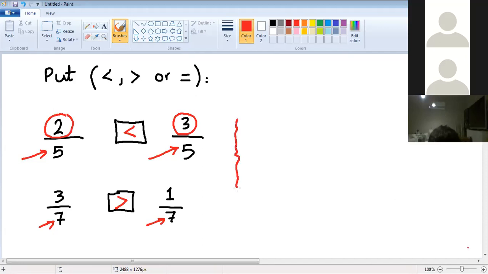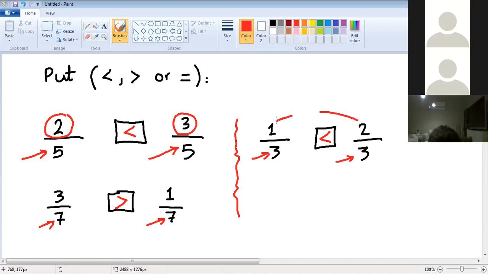Yes. Okay, another one, Muhammad. And pay attention, please, before answering. 1/3 or 2/3? 2/3. We have the same denominator, 3 and 3, so we only have to compare 2 and 1. What number is bigger? Of course, 2 is bigger than 1.